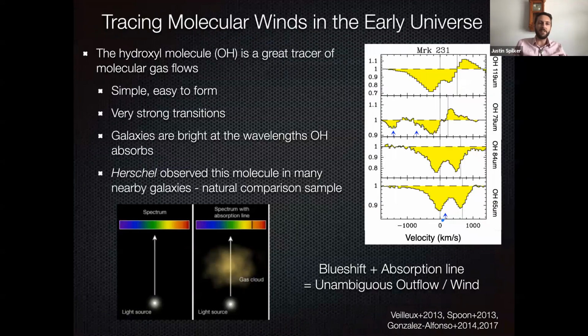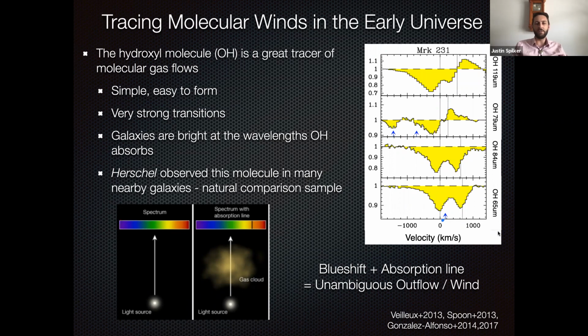One of those is that I think this is a great sample for observing molecular winds in the very early universe. The outflow tracer we're going to use is the hydroxyl molecule, OH. There are a lot of reasons it's a great tracer of outflows. It's a simple molecule, it's easy to form, its transitions are really strong, and galaxies are very bright at these wavelengths. The transitions of OH are out here in the far IR, where the dust emission is very strong.